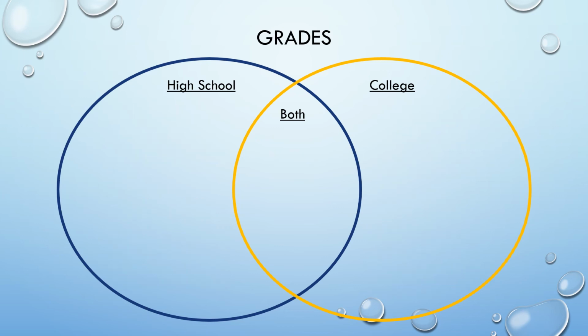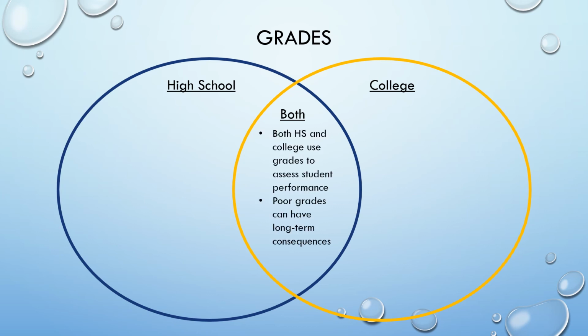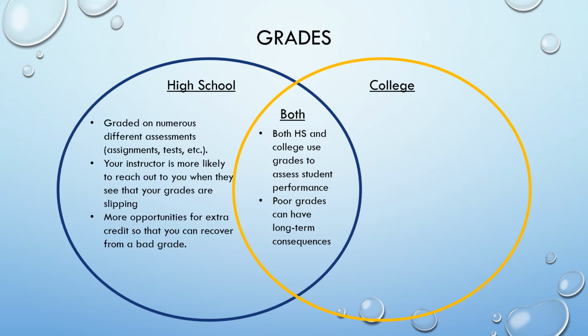There are lots of differences in how grades are used in high school versus college as well. So the similarities are that both high school and college use grades to assess student performance. Also, poor grades can have long-term consequences. So for high school, students are graded on numerous different assessments. So assignments, tests, group projects, participation, all those different kinds of things.